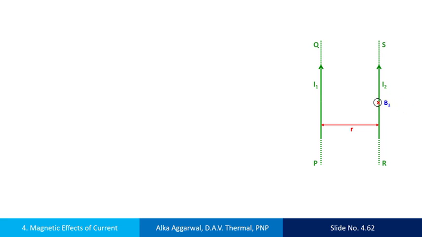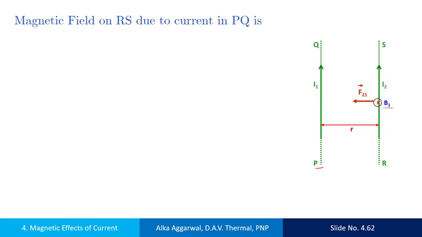This is a magnetic field. B1 is the magnitude of the magnetic field produced by the conductor PQ. When we apply the right hand thumb rule, we see that the magnetic field is perpendicular to the plane and in the inward direction. As a result, the RS conductor experiences a force in the direction of PQ, and the direction of the force is determined using Fleming's left hand rule.